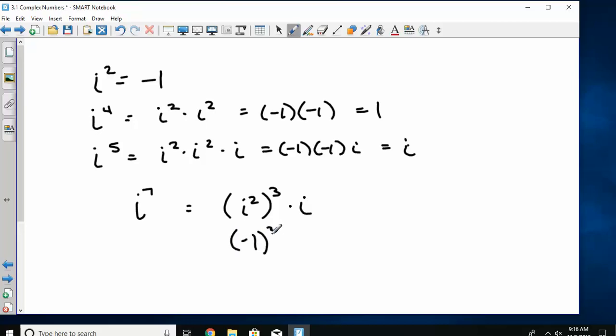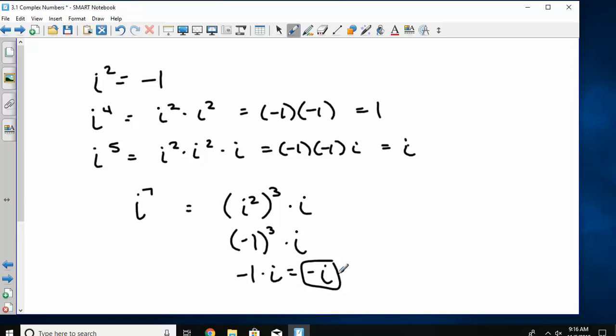Okay, i squared is negative 1, so I have negative 1 to the 3rd power times i. Basically, negative 1 to any power is either going to give you 1 or negative 1. If the power is even, it'll be a positive 1. If the power is odd, it'll be a negative 1. So this is negative 1 times i, which is negative i. The only possible answers you are going to get on these problems are negative 1, 1, i, or negative i. So 4 possible answers: positive and negative 1, positive and negative i.